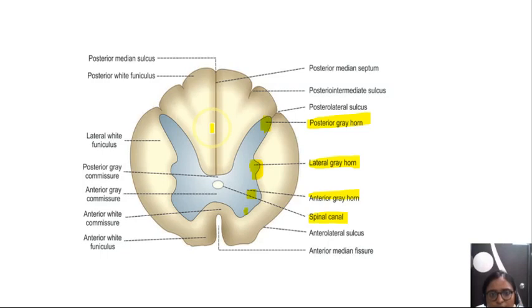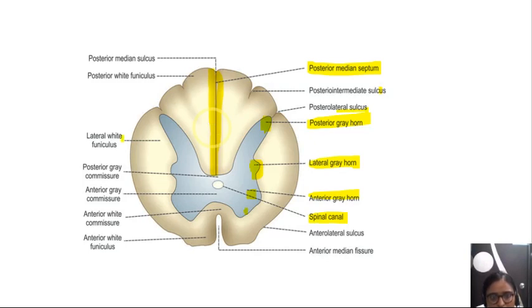I have shown you that this is a septum because it is dividing into two parts and it is on the posterior side, so it is a posterior median septum. This is your posterior median sulcus. This is your posterior intermediate sulcus and posterior lateral sulcus. Easy. We have done all the things. I am just revising this.